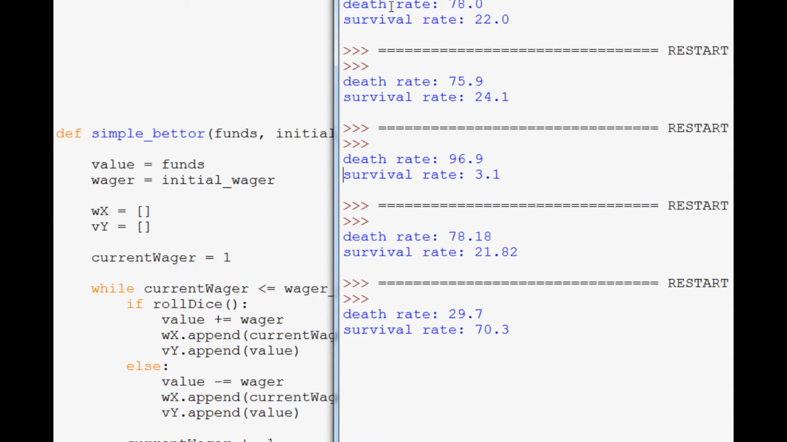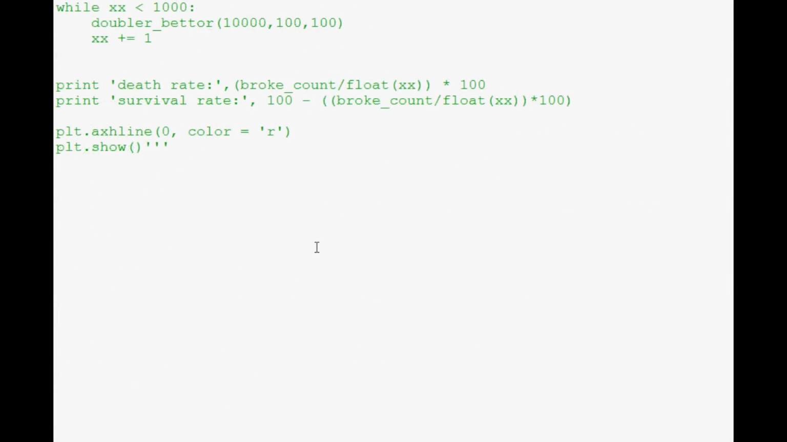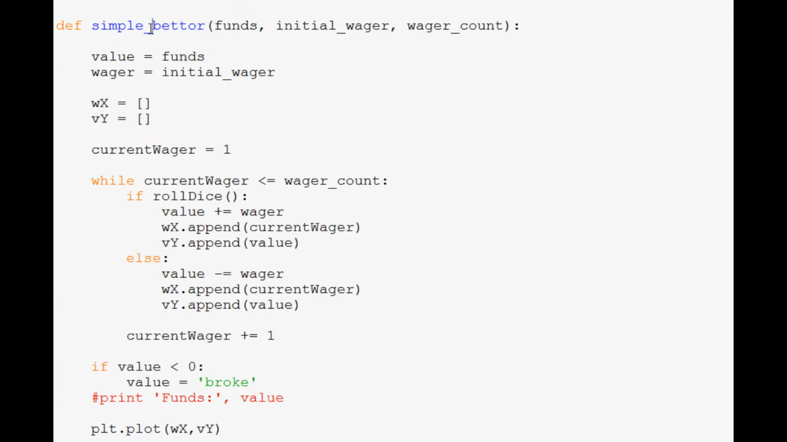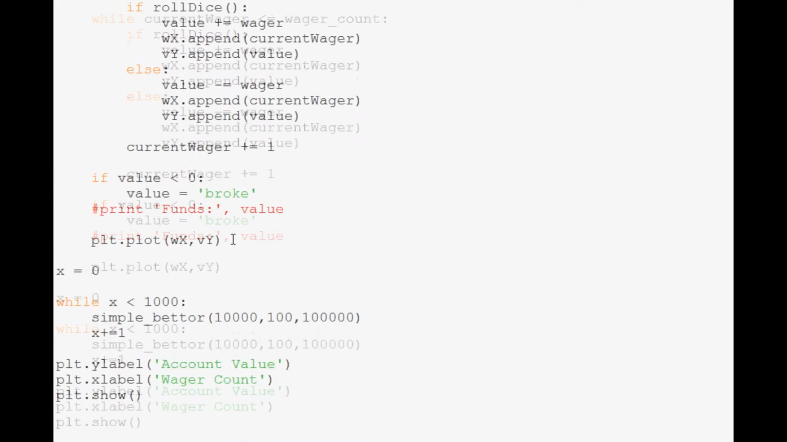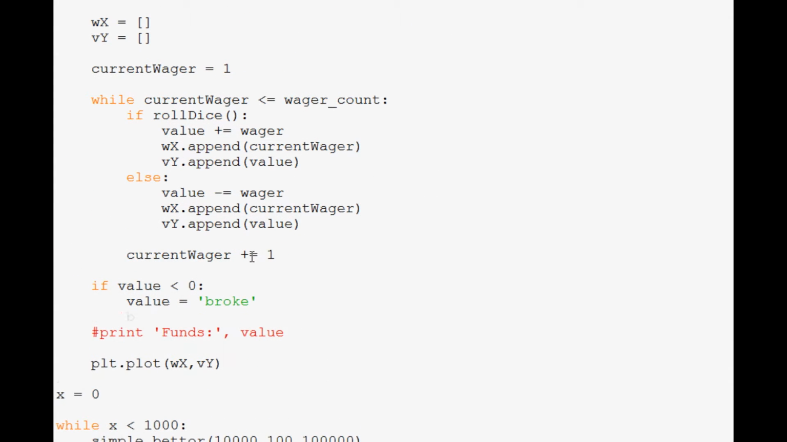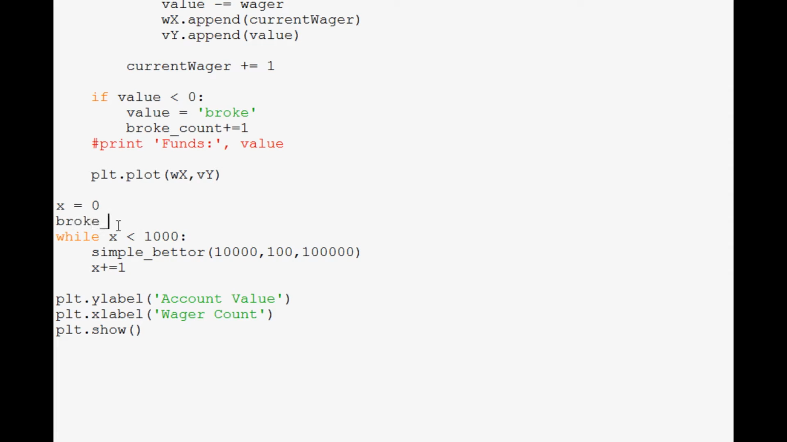So we have the results from before with the death rate and the survival rate. We'll run the same sort of tests, and those were given to us with, I believe, 1,000 wagers. We'll play around with that and see the survival rate of our simple bettor. Next, we will global broke_count again, and come down here, and broke_count plus equals 1 whenever he goes broke, and then here we start broke_count equals 0. I honestly can't remember if we were doing 1,000 or 10,000 to get those numbers. I think it was just 1,000.